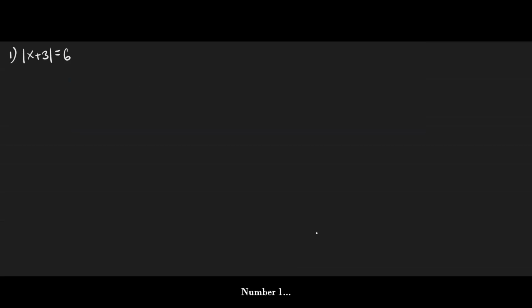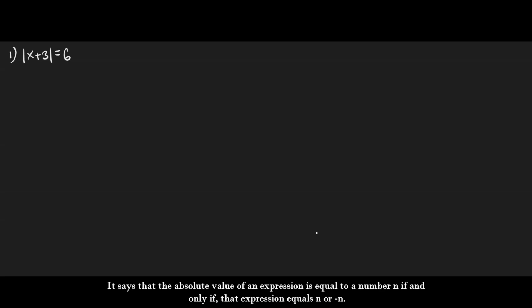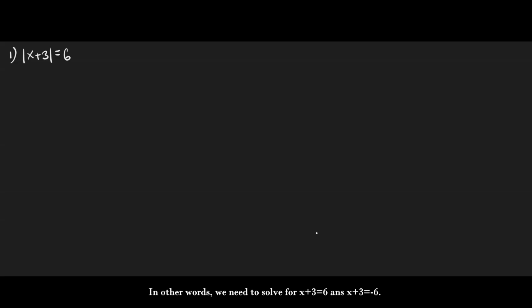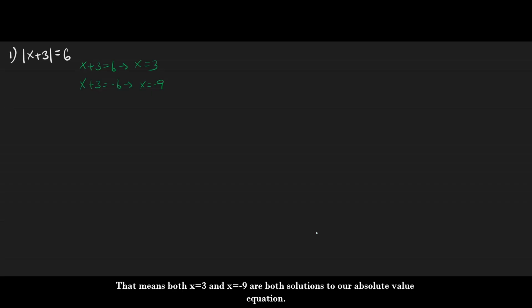Number 1. The absolute value of x plus 3 equals 6. Remember our property for absolute value equations. It says that the absolute value of an expression is equal to a number n if and only if that expression equals n or -n. In other words, we need to solve x plus 3 equals 6 and x plus 3 equals negative 6. Solving for x in both equations gives x equals 3 and x equals negative 9. That means both are solutions to our absolute value equation.